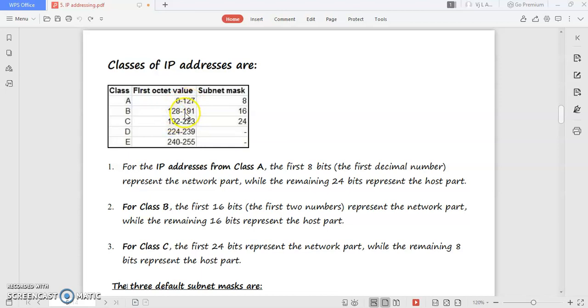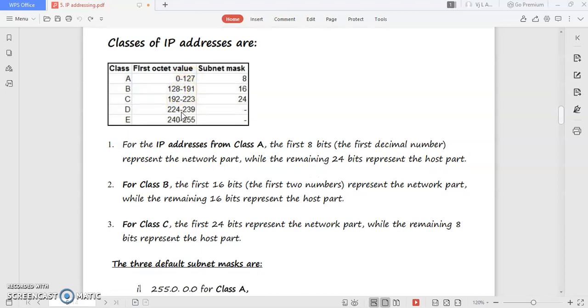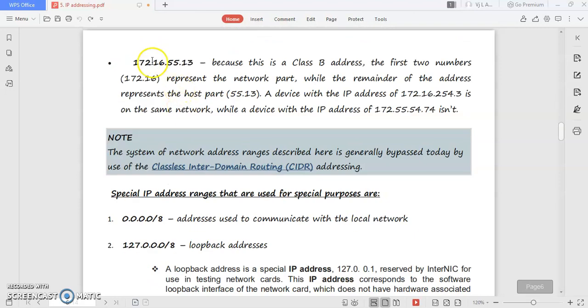127. So, 171 is between 128 and 191, so 172. 172.16.55.13 is a Class B, so the first two numbers, 172.16, represent the network part, while the remainder represents the host part, which is 55 and 13.